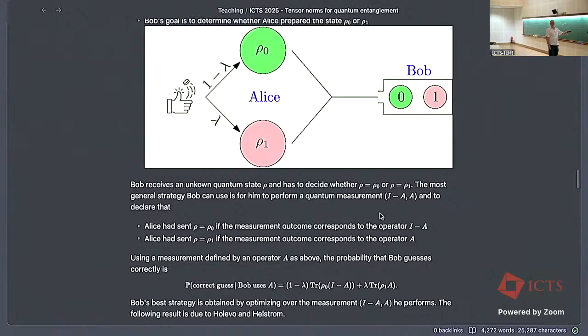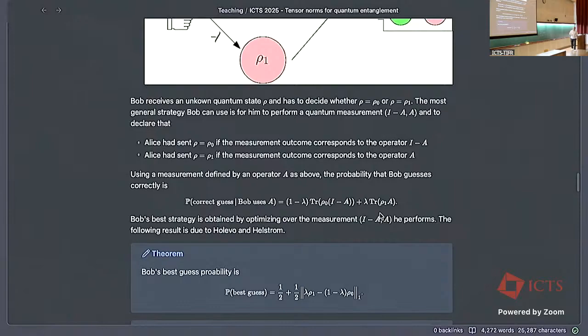Now Bob has to optimize over these strategies. What's the operator A which maximizes the probability that Bob guesses correctly? Let's solve this optimization problem. This is known as the Helstrom or Holevo-Helstrom theorem in quantum information. It states that the best Bob can do, the probability that he guesses correctly using the best strategy, is 1/2 plus 1/2 of the one norm, the nuclear norm, of the difference between lambda rho 1 and 1 minus lambda rho 0. Remember, lambda and 1 minus lambda were Alice's probabilities of coin flips, and these are the two unknown states.